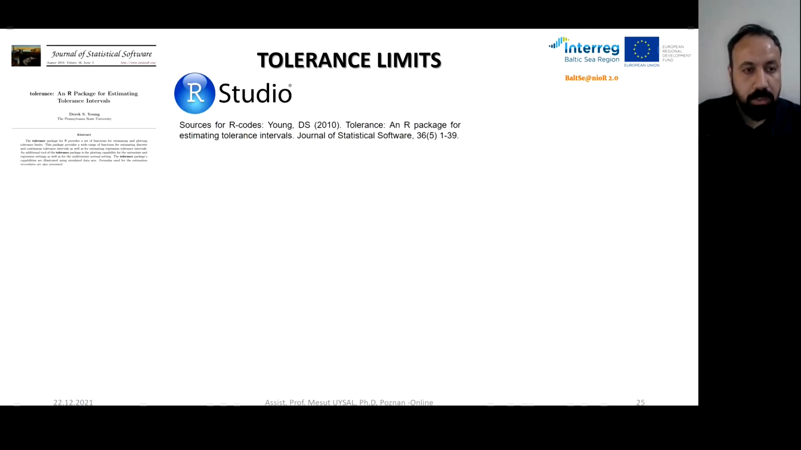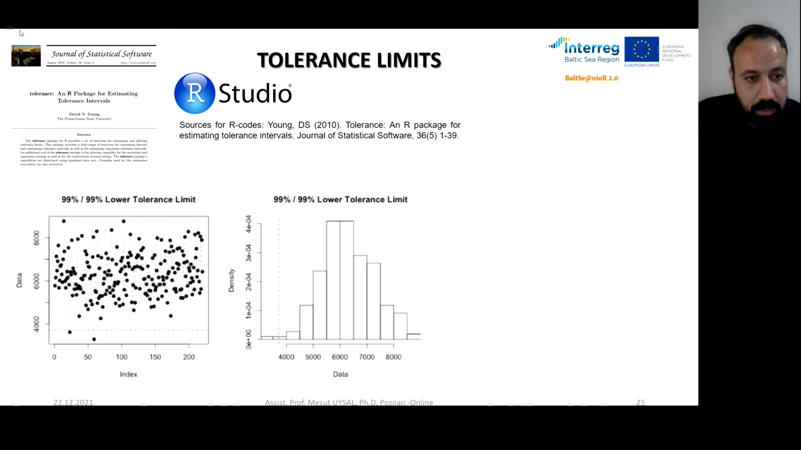So, tolerance limits. There is an article, and I give the source here. For tolerance analysis, I am using the RStudio software. It is free software. This article explains every R code for tolerance analysis. It's a very useful source. Based on this source, I modified the codes and got this data. And this is my chart for my testing.